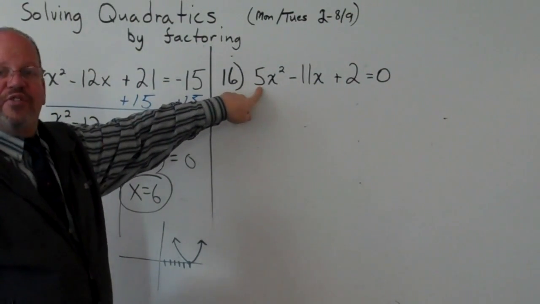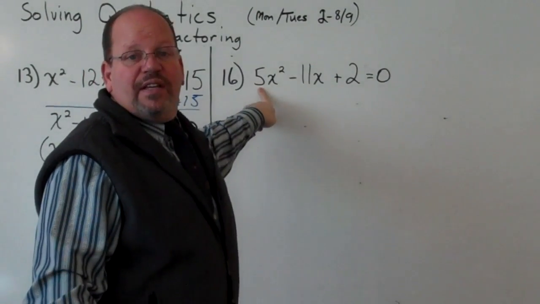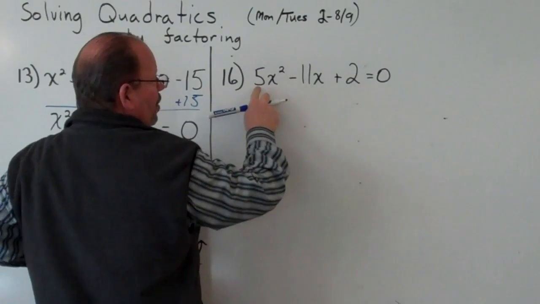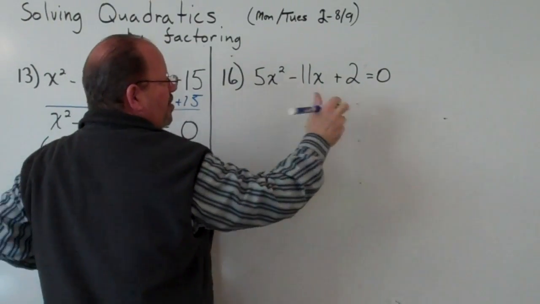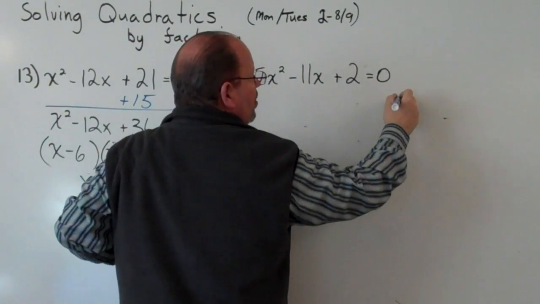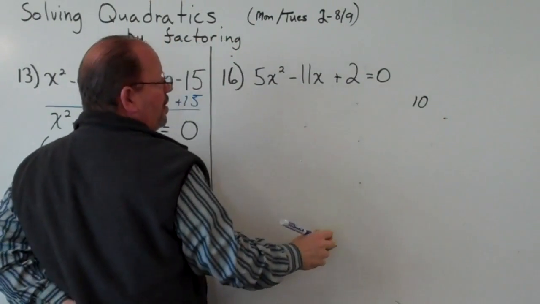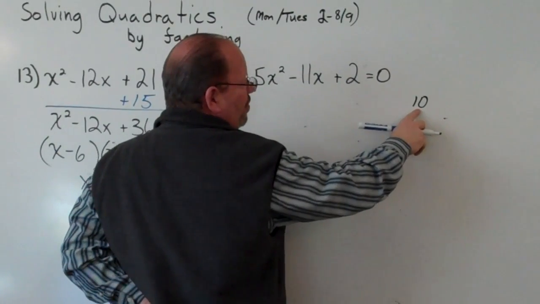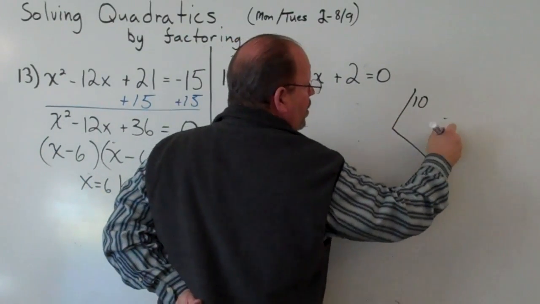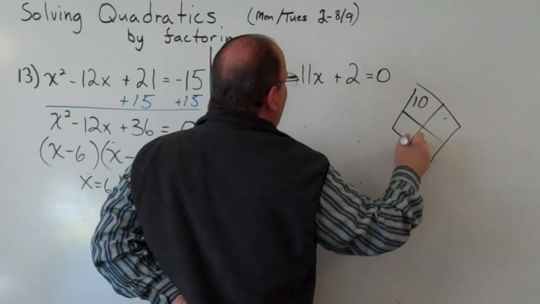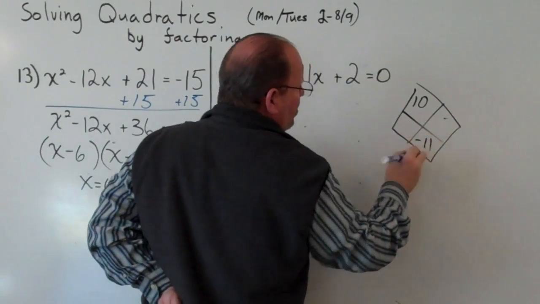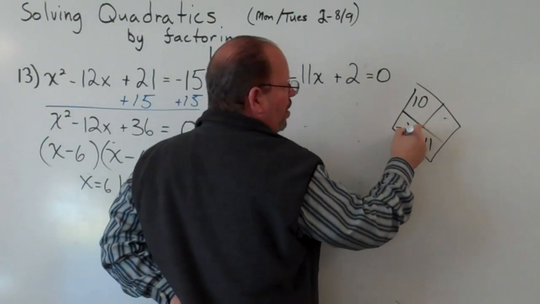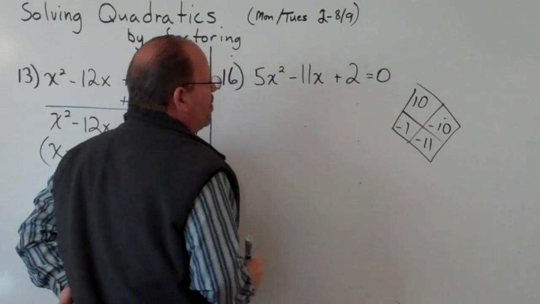have a lead coefficient of 5 instead of 1. Now we need to take this number, multiply it times this number. 2 times 5 is 10. And we're going to need two numbers that will multiply to give you 10 and add to give you negative 11. Okay, and those numbers are, of course, negative 1 and negative 10.